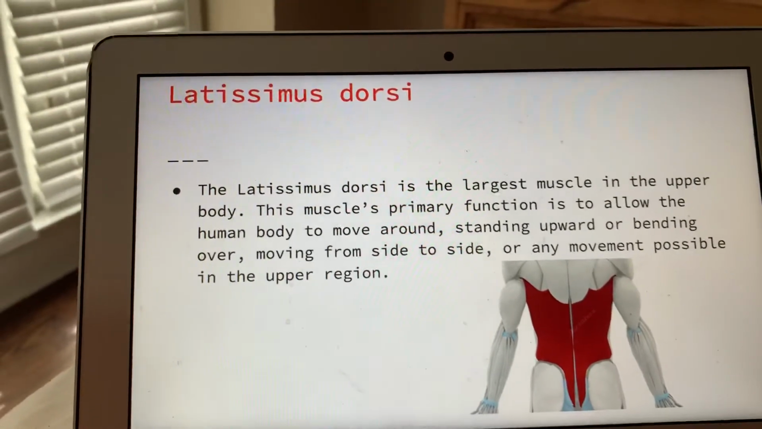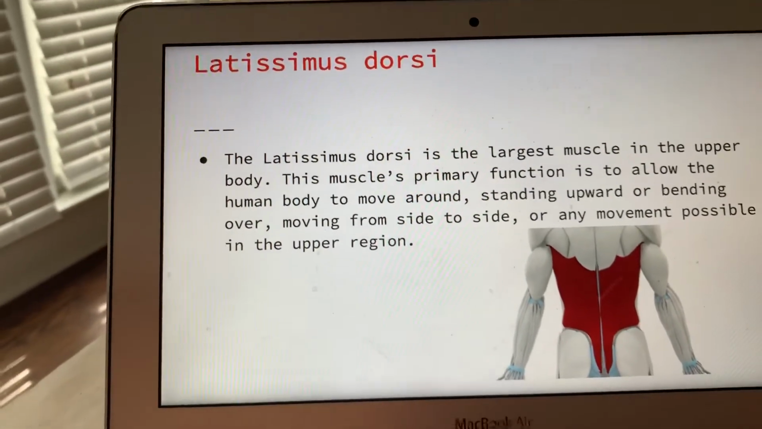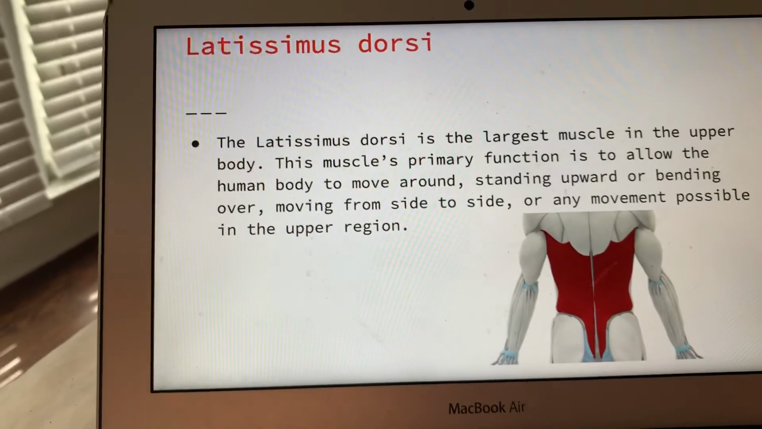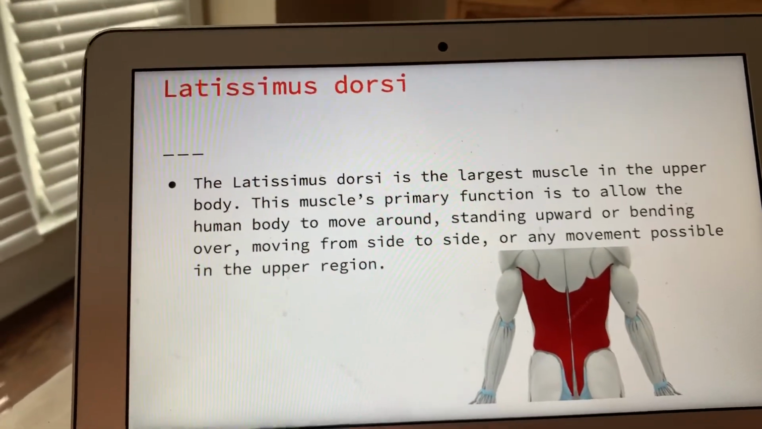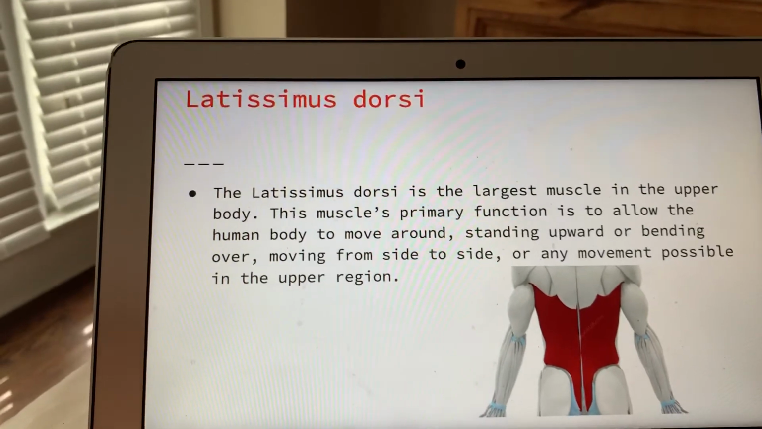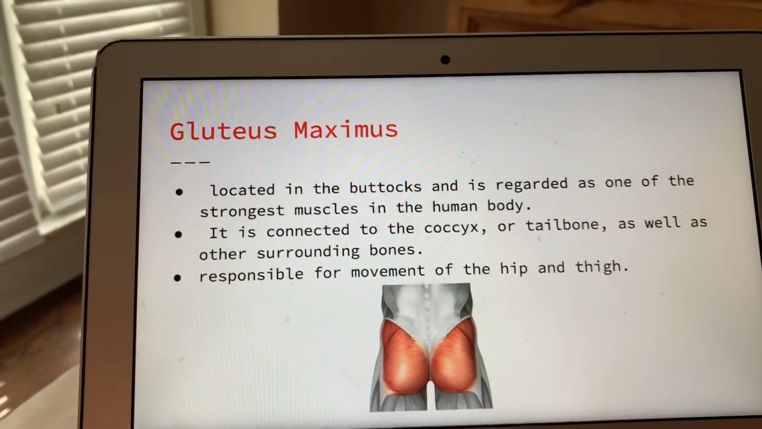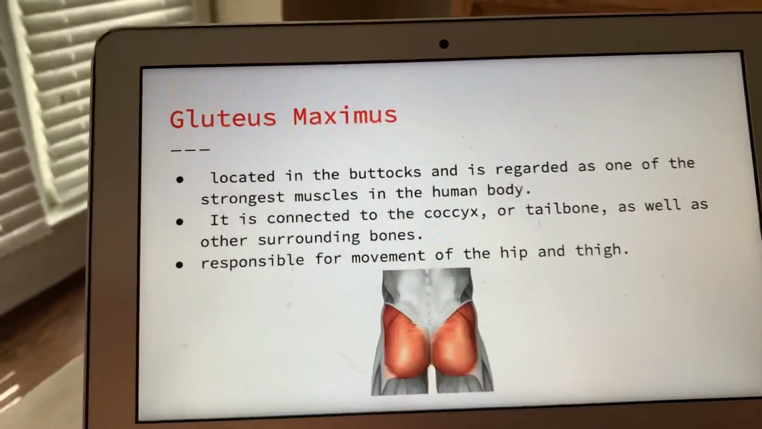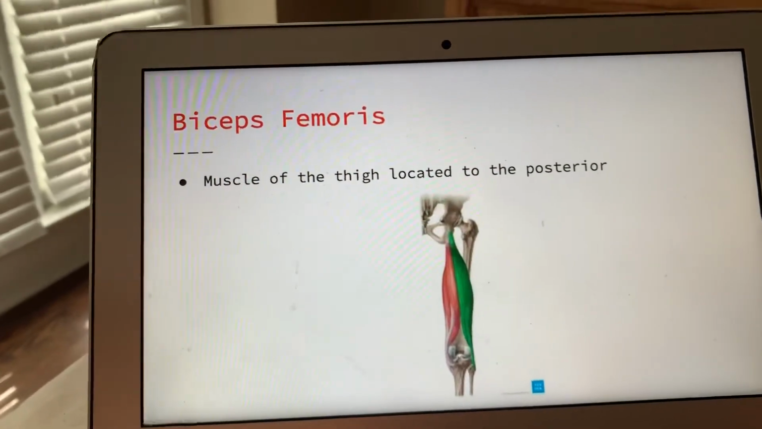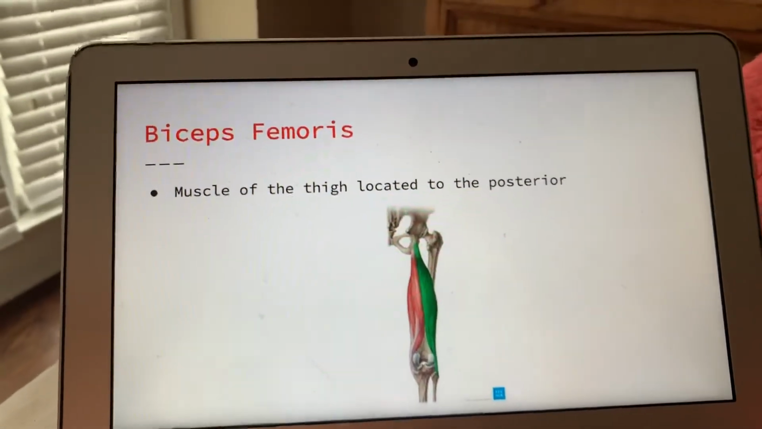The latissimus dorsi is the largest muscle in the upper body. This muscle's primary function is to allow the human body to move around, standing upward or bending over, moving from side to side, or any movement possible in the upper region. The gluteus maximus is located in the buttocks and is regarded as one of the strongest muscles in the human body. The biceps femoris is the muscle located right at the posterior.